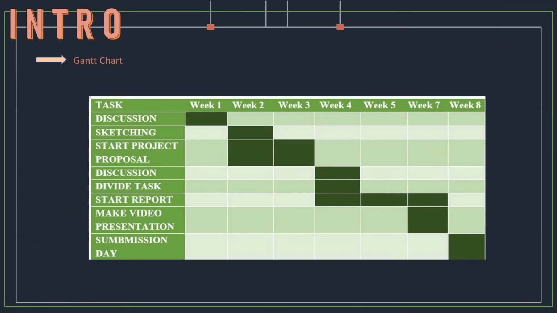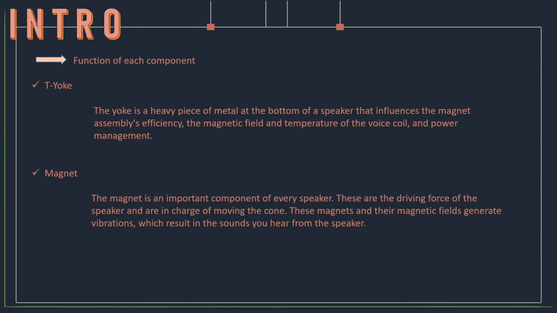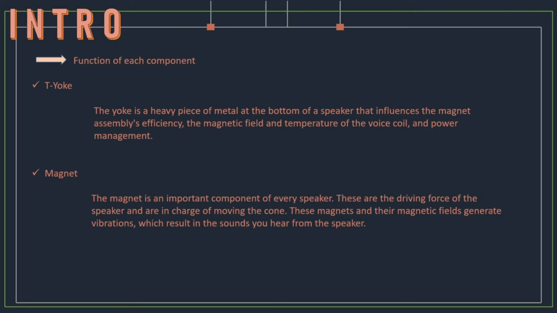So this is our Gantt chart. Every component in speakers has its own function. Firstly is the T-yoke. The yoke is a heavy piece of metal at the bottom of a speaker that influences the magnet assembly's efficiency, the magnetic field, and the temperature of the voice coil and power management.